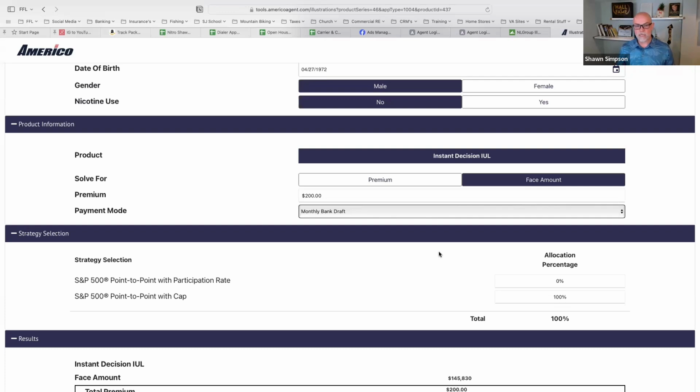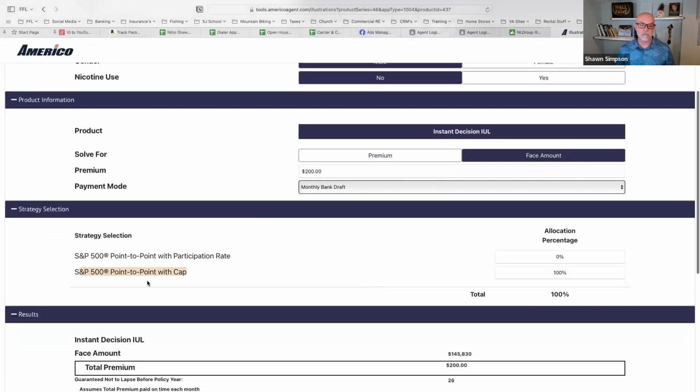So if the market is doing an average of 8.5%, and they have an 80% participation rate, that's going to give them a lower rate of return. Whereas with the point to point with a cap, they get 100% of that, but they get up to 15.25% of the cap. So if the market does 12%, they're going to get that 12%. Right. So I like to put them in with the cap right here.